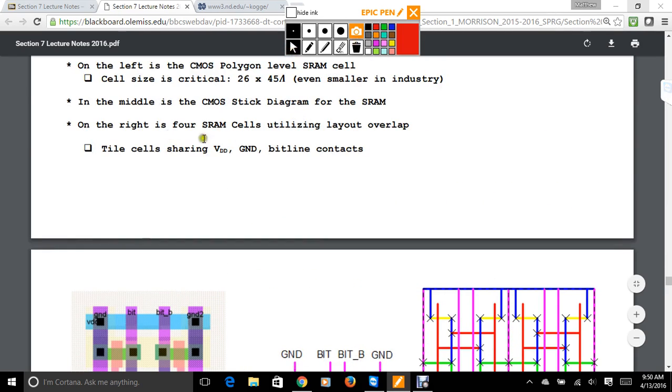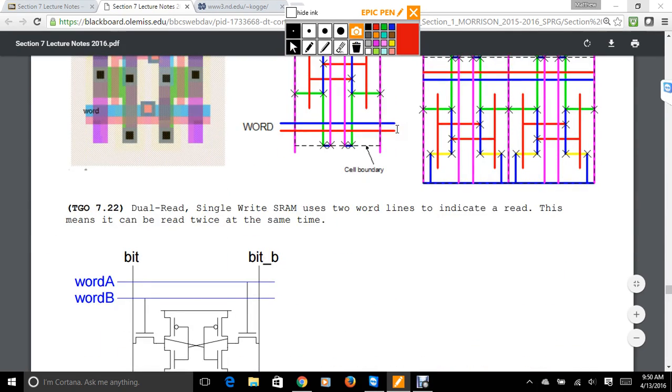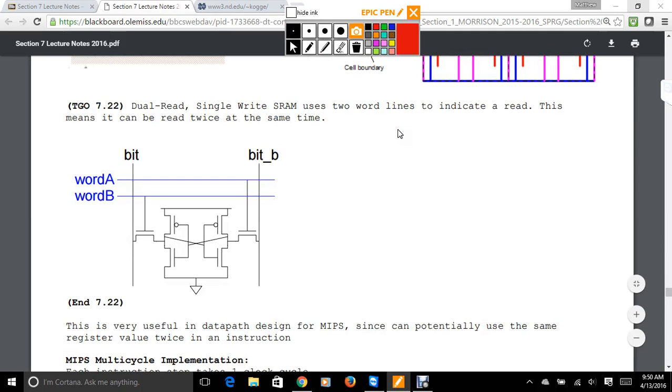That's just why I said they're utilizing layout overlap. And so dual read single write is what happens when you have 2 word lines. So this would come from, we have the values from 2 registers.